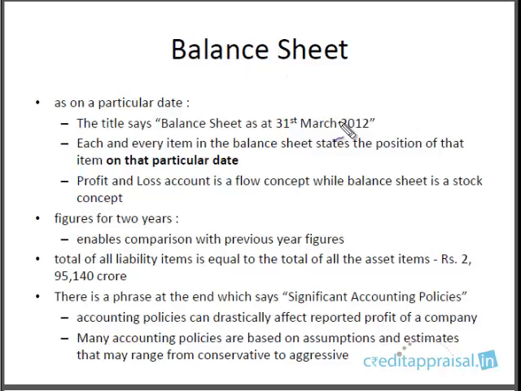So the title of the balance sheet says "as at". Each and every item of the balance sheet is on a particular date. And we already discussed that the profit and loss account is a flow concept in the sense that it tracks the flow of the entire year, whereas the balance sheet is only a stock concept of a particular date. And as is the case with the P&L account, we have two years' financials, right? If you see in the previous slide.